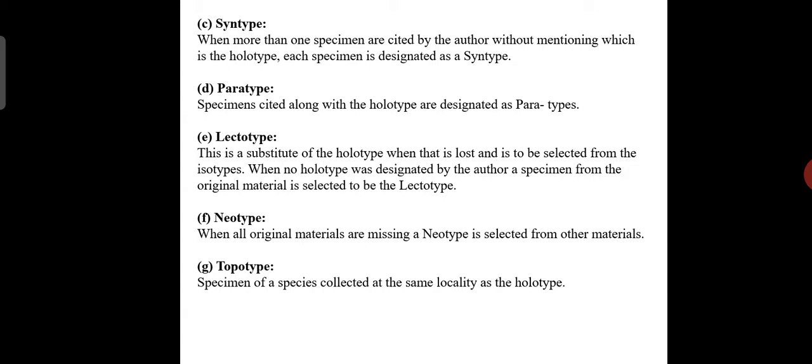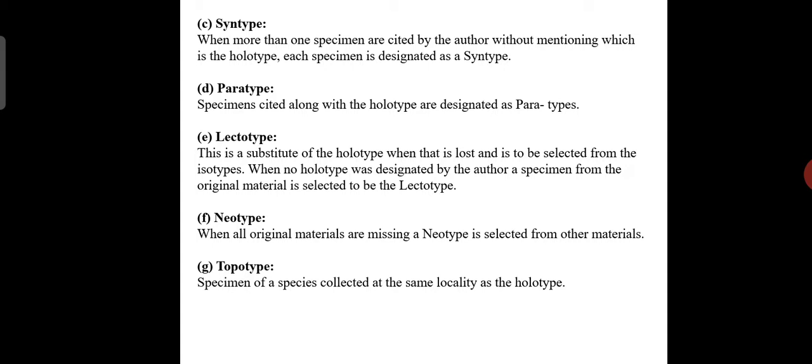Paratype: specimens cited along with the holotype are designated as paratypes. Next one is a lectotype. This is a substitute for a holotype when that is lost, and is to be selected from the isotype. When no holotype was designated by the author, a specimen from the original material is selected to be the lectotype.